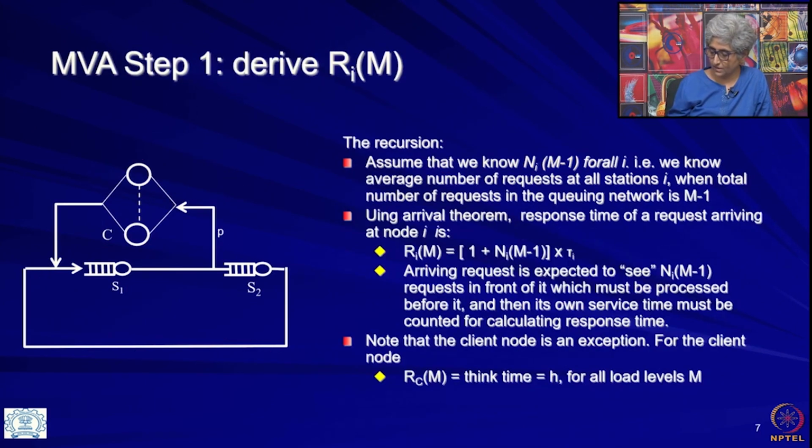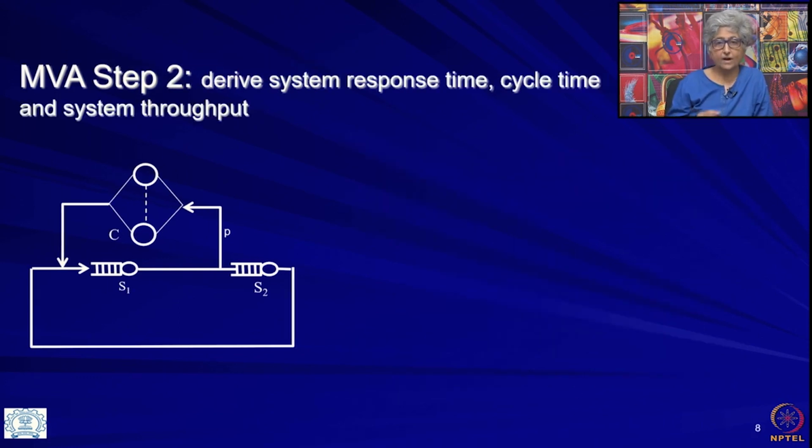So, this is simply repeating that for your reference later, whatever we derived. RIM is equal to 1 plus NIM minus 1 multiplied by tau I, and RCM is equal to just the think time for all load levels. Now we have RIM for all I, and we need to find the other metrics.